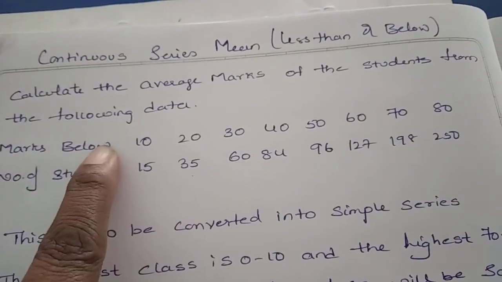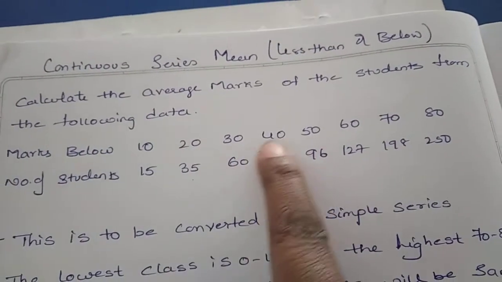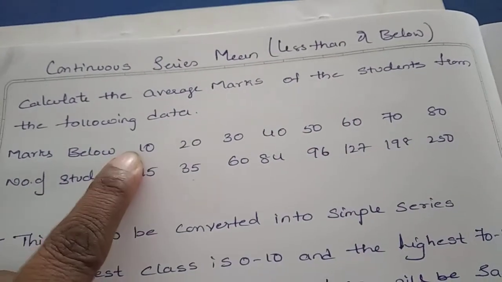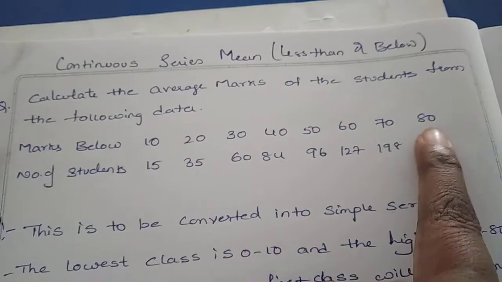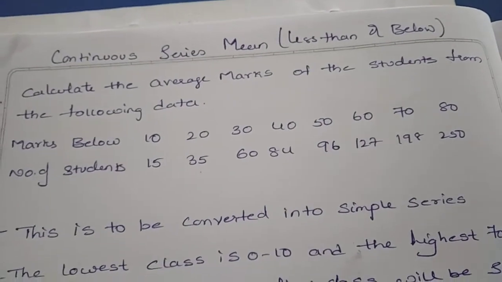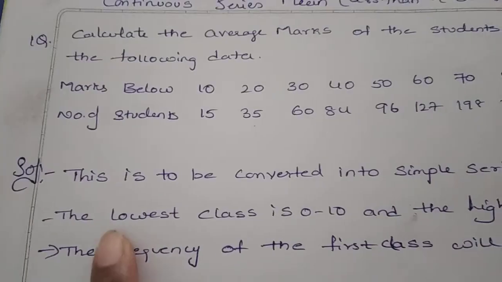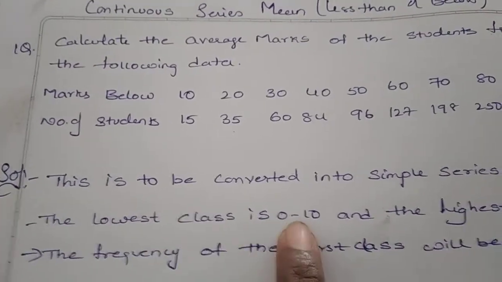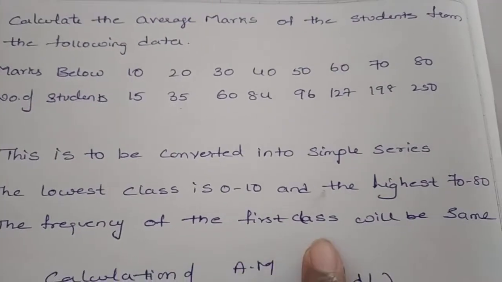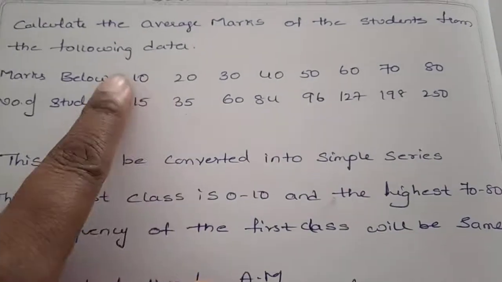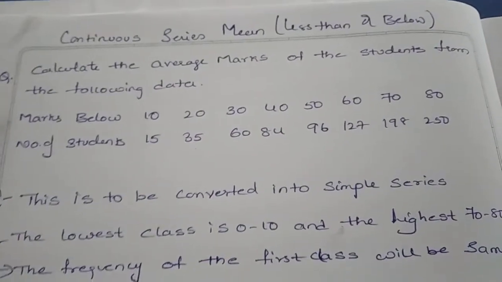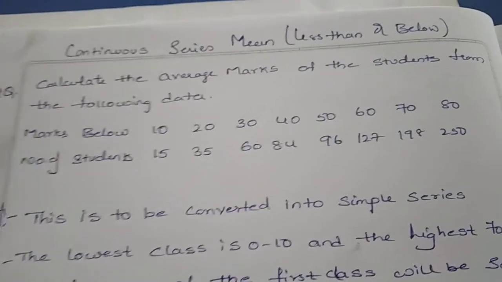Why? Because he has said below 10. Once you see the difference here, it is 10, 10, 10. So 0 to 10 we have to take. And below 80 means we should not cross 80, so 70 to 80 is last. That's the point I have written here: the lowest class is 0 to 10 and the highest is 70 to 80. The frequency of the first class will be the same, 15, so there we don't have any changes. But the remaining frequencies will be changed.